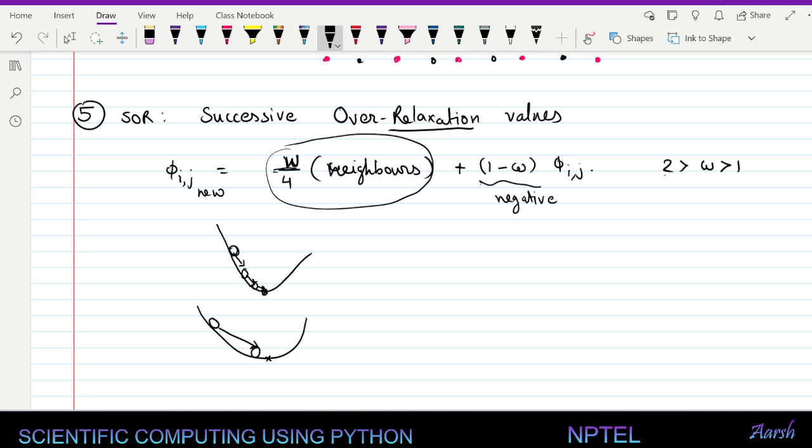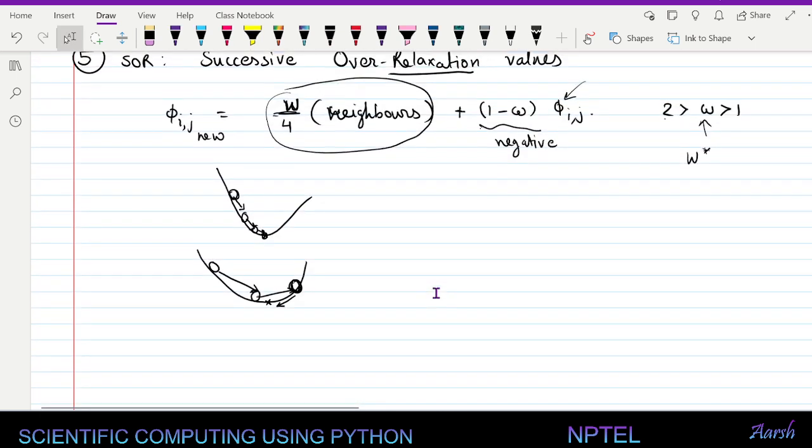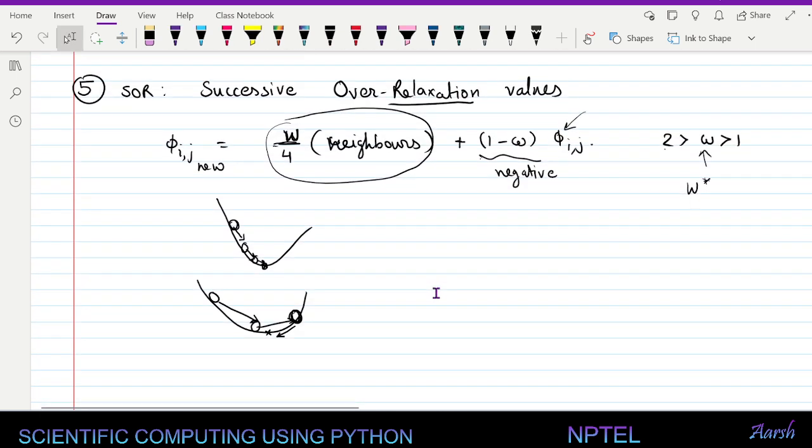Well, when you are close to the fixed point, you can overshoot, right? So to prevent or rectify that, we also go back in the direction of phi ij, the old value. And what value of omega should be chosen? That's subjective. You have to look at the problem, and there is no omega star that just works best for any problem. So if the ideas are clear, then we can move on.